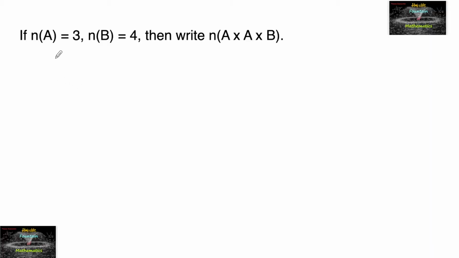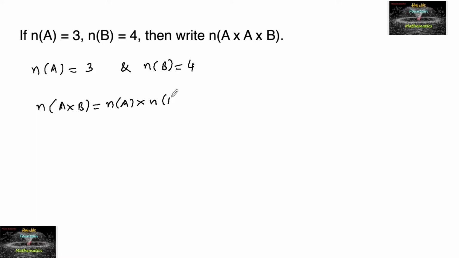If n of A is equal to 3, n of B is equal to 4, then write n of A cross B. So here two sets are given, where the number of elements in set A, n of A, is equal to 3, and the number of elements in set B is equal to 4. And since we know that in the Cartesian product, the number of elements in A cross B is n of A into number of elements in B.